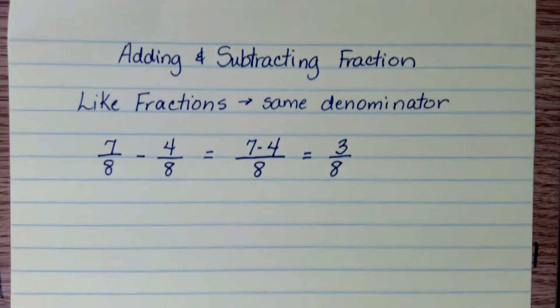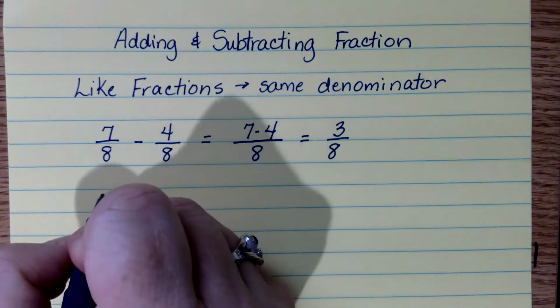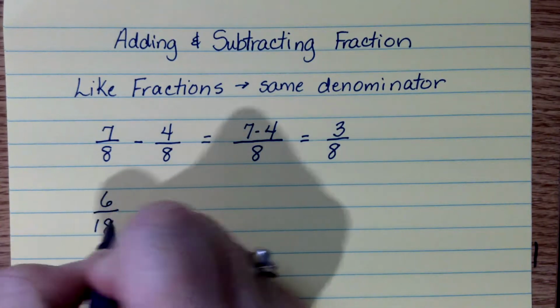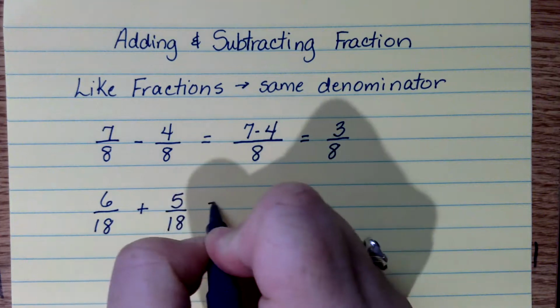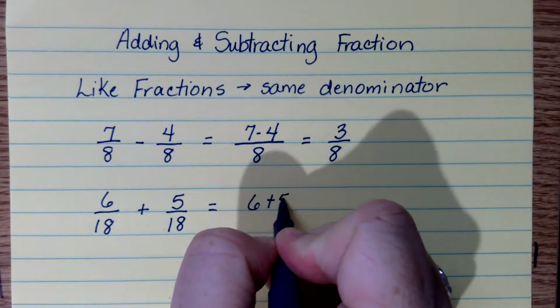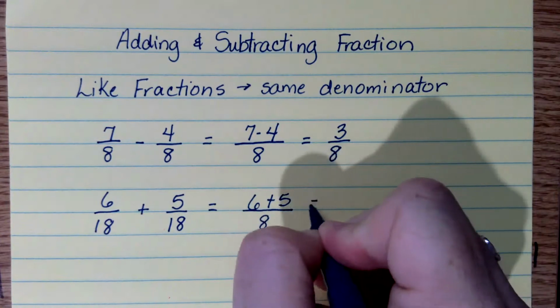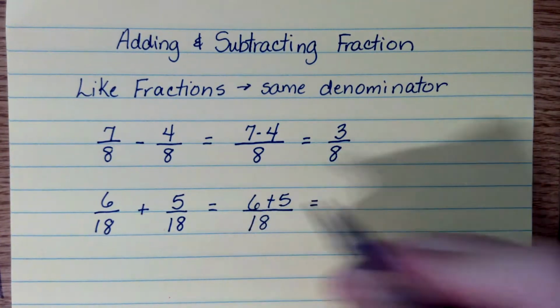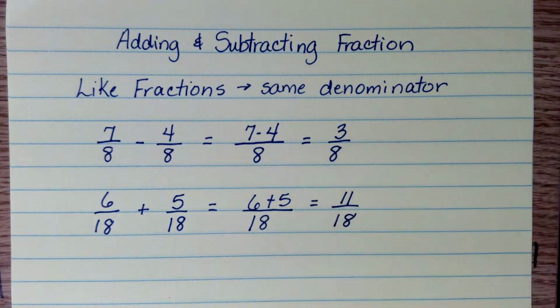It's the same thing if we were adding fractions. So let's say we had 6/18 plus 5/18. All we would do is put 6 plus 5 on the line because we are adding apples to apples, or oranges to oranges. We don't need to change the denominator. Sorry, that should be 18ths. And so that gives us 11/18. Again, we can't simplify because the greatest common factor between 11 and 18 is 1.